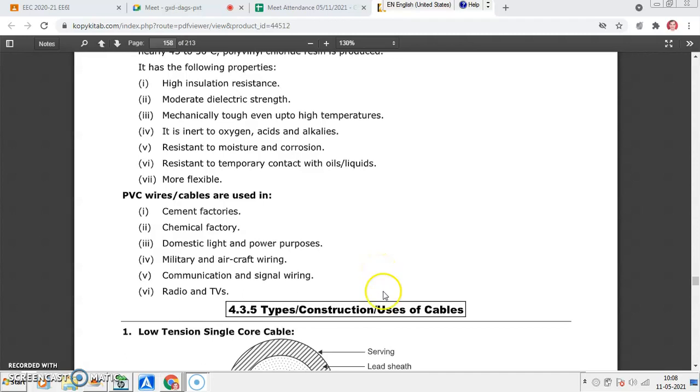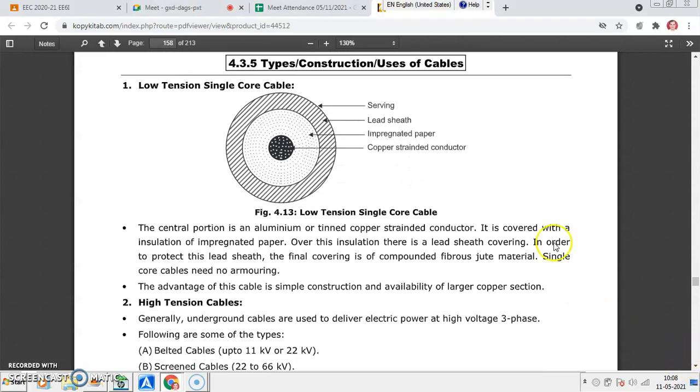Cables, especially the construction of cable we have. General or typical cable construction is shown in this diagram. Conductor, so stranded copper conductor. This is the insulation, that is impregnated paper. I told you that paper insulation is used in cables. Impregnated paper insulation is better than rubber, but it needs a covering.